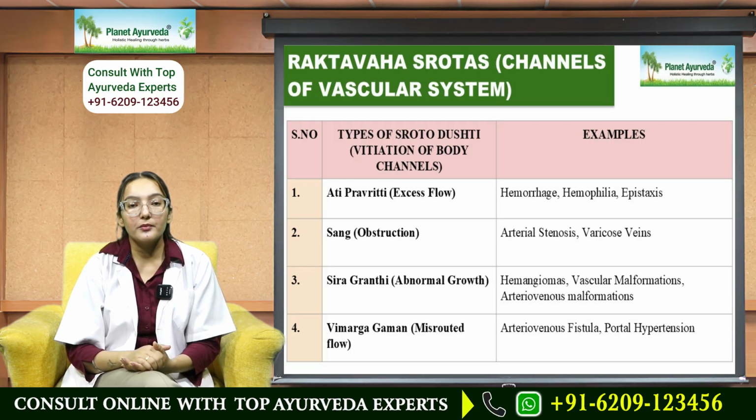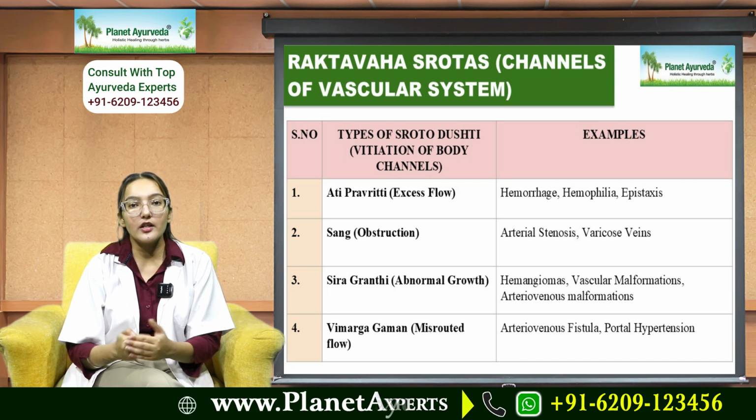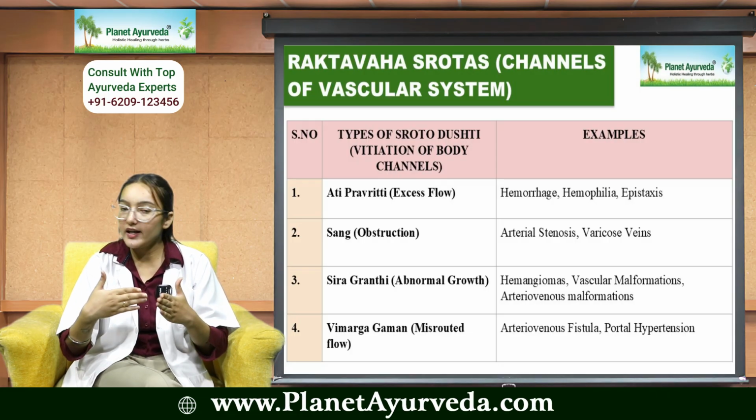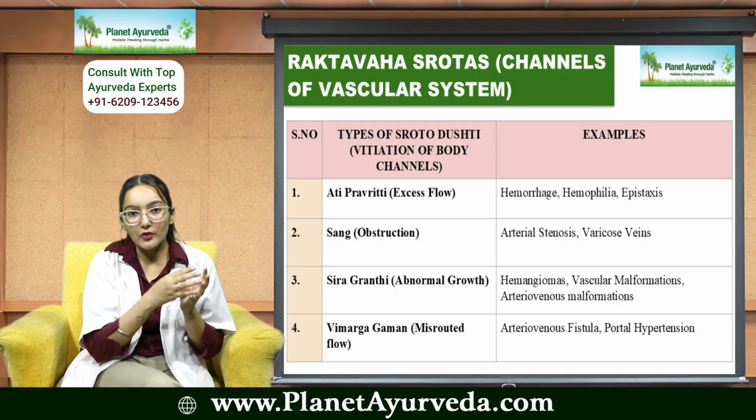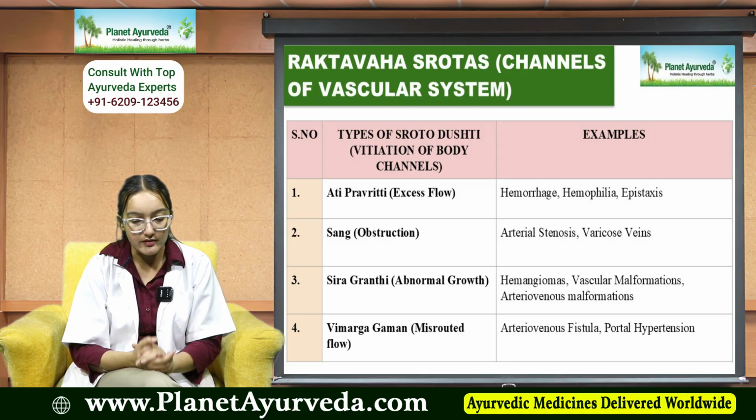Then comes Vimargagamana, or misrouted flow. In misrouted flow, there is arteriovenous fistula. In arteriovenous fistula, there is a connection between artery and vein. So the flow of the artery goes directly into the vein in such cases.